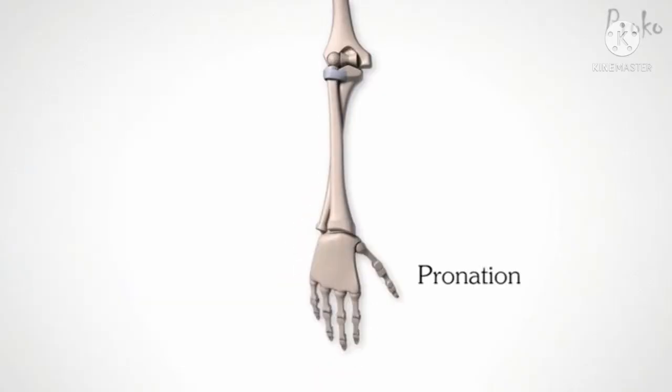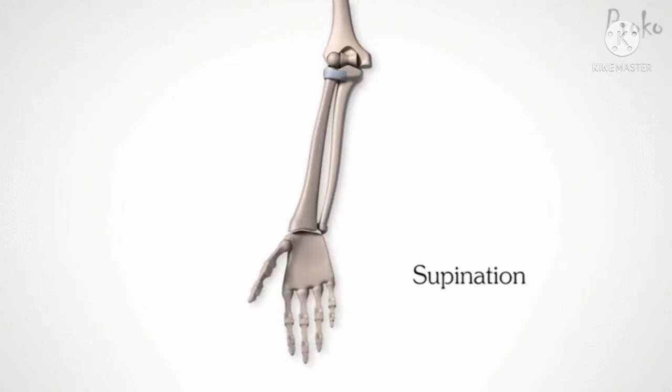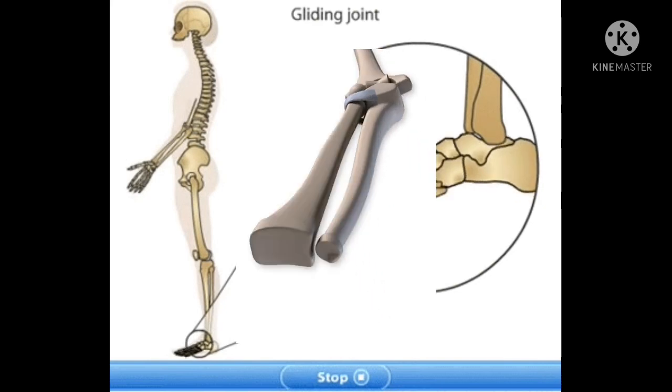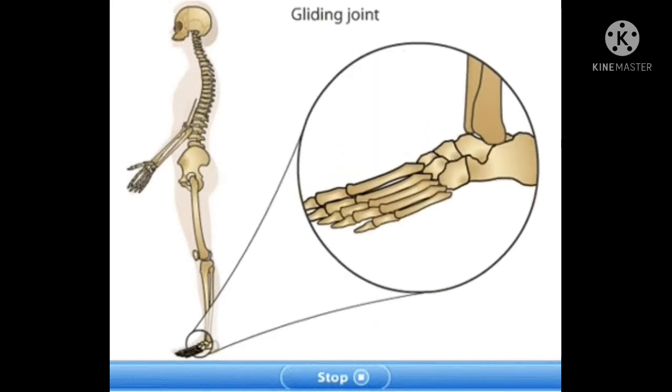When the wrist moves downwards, it is known as pronation, and when it is upward, it is called as supination. When the bones of ankle move upward and downward, thus making the gliding joint.